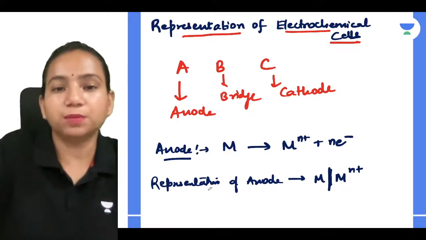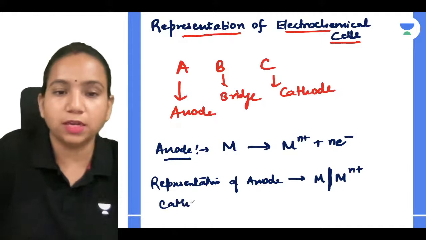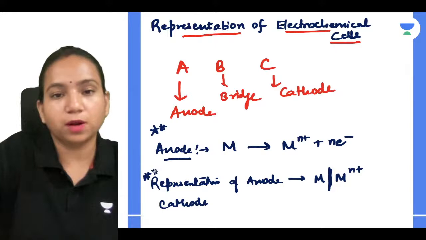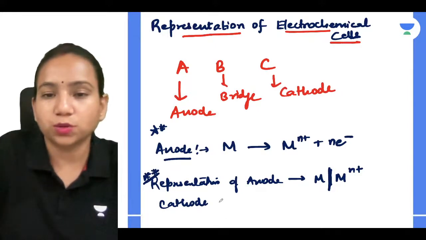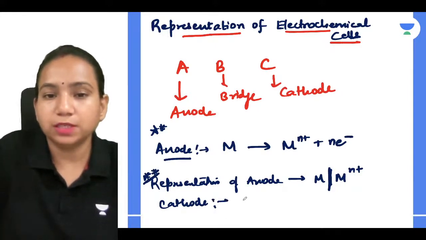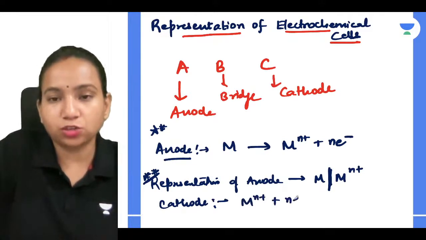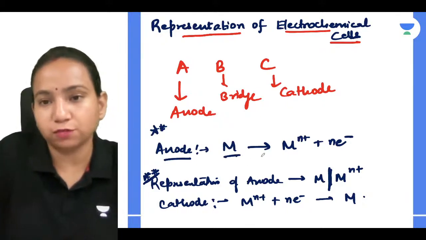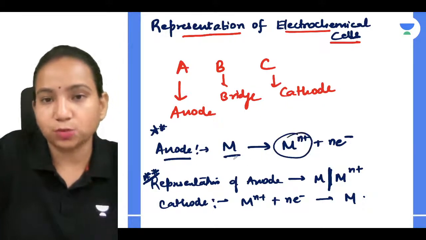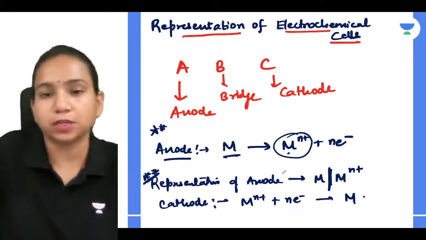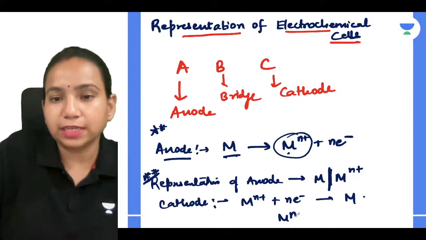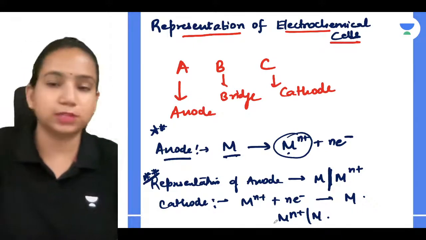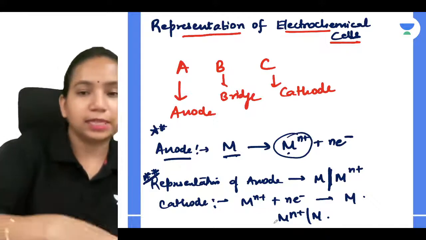Now how do we represent the cathode? In the cathode, a gain of electrons happens. Mn+ will gain electrons and give you M. Whatever is on the left-hand side, the reactant, you write first, and then you write the product on the right. So in the cathode case, I'll mention Mn+ and M.